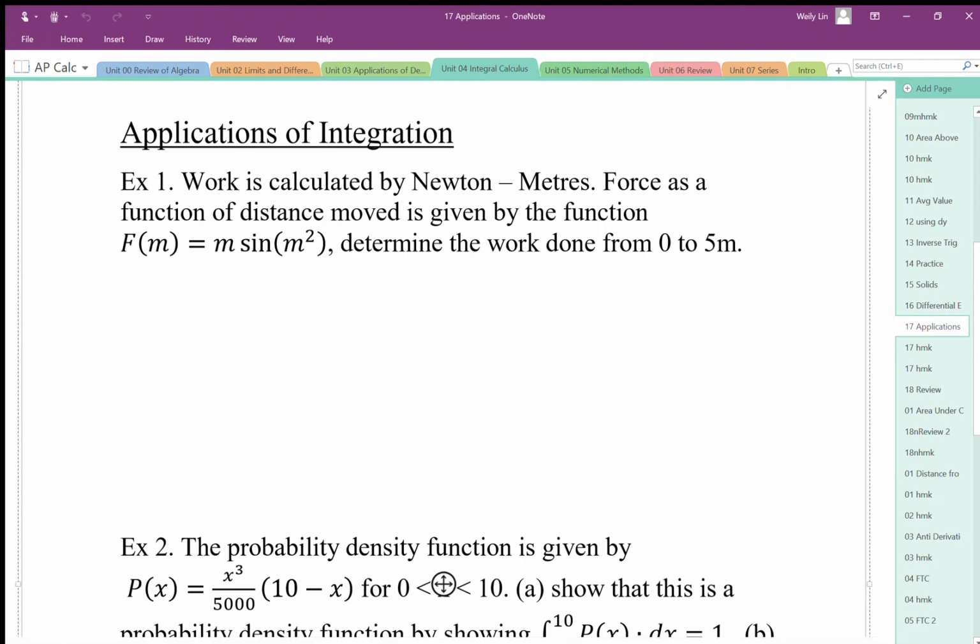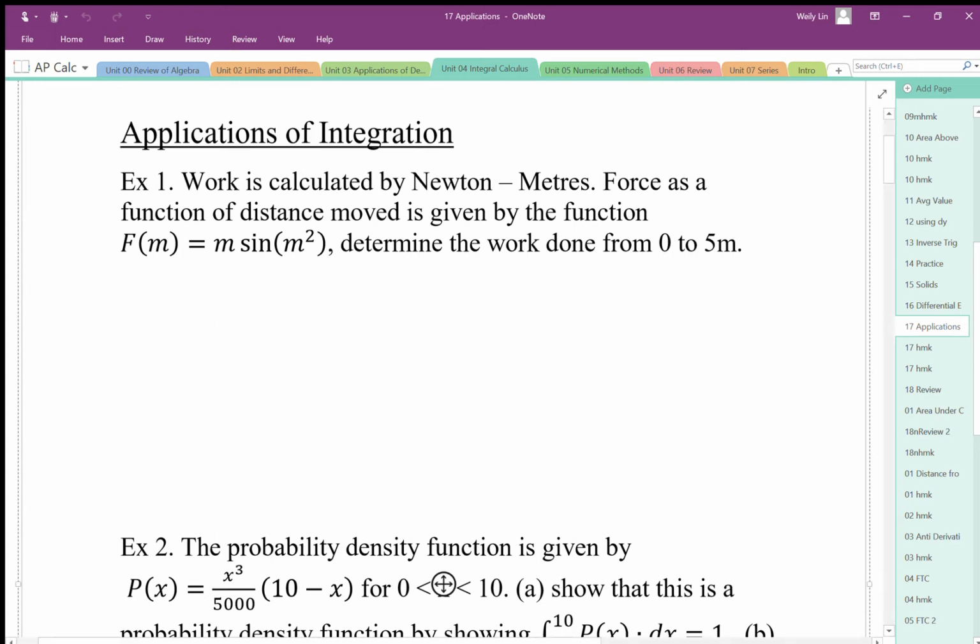Okay, so we're going to look at a few applications of integration. The first couple examples are kind of science related. The other ones after this will be some more specific AP problems. So in this one here, work is calculated by Newton-meters, so force times distance moved.